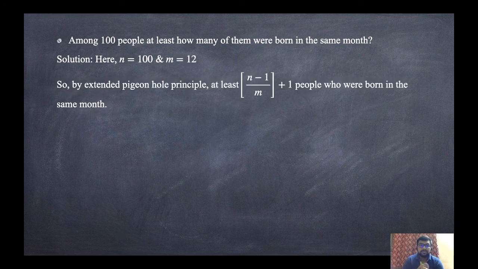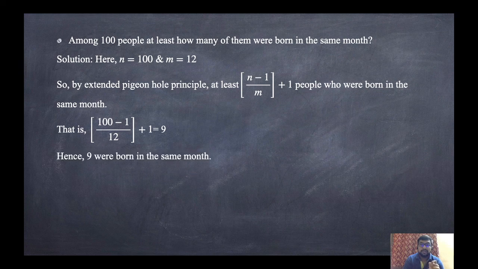So by the extended pigeonhole principle, there will be at least the integer part of (n minus 1) by m, plus 1 people who were born in the same month. If you calculate this, it will be 100 minus 1 divided by 12, plus 1. It will be 9 because it is the integer part. So 9 were born in the same month.